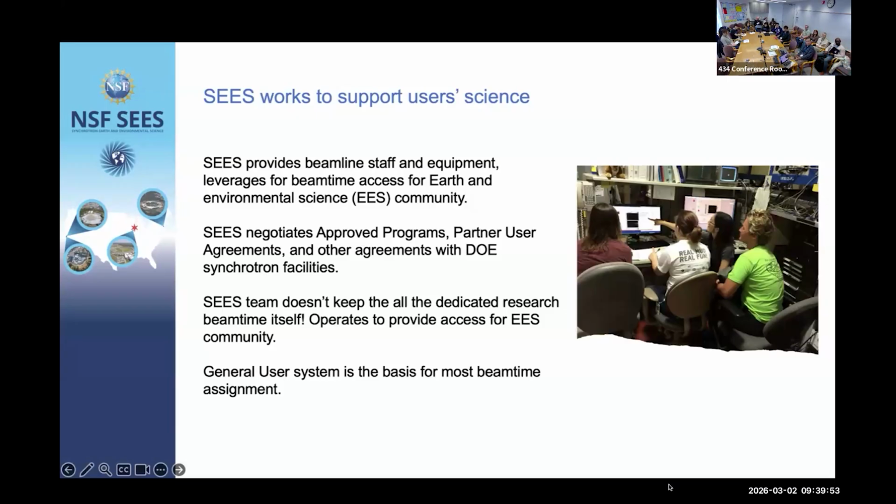Now, the SEAS team, unlike other partner user agreements and other approved programs at DOE facilities, we don't keep all this research time ourselves. Instead, we make it available to you guys. And the beam time is mostly allocated on a proposal basis. You would submit proposals. In fact, there's a deadline coming up this week. Is it Wednesday? So I hope it's a productive workshop.